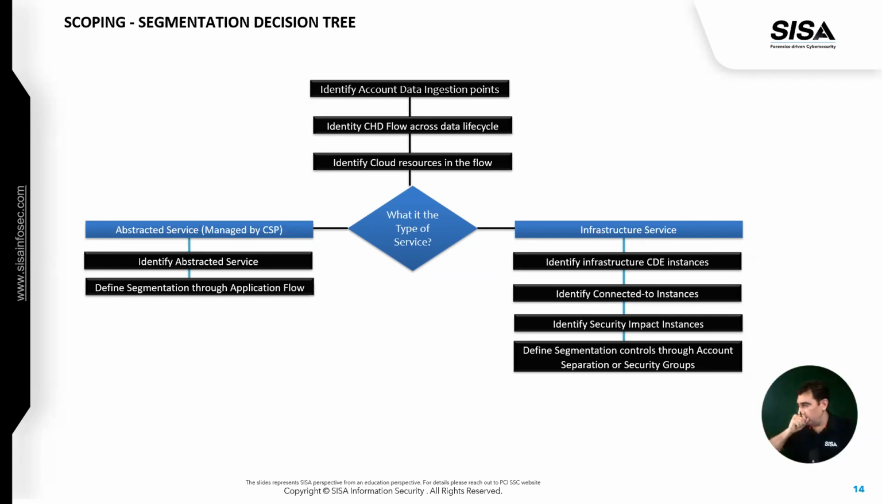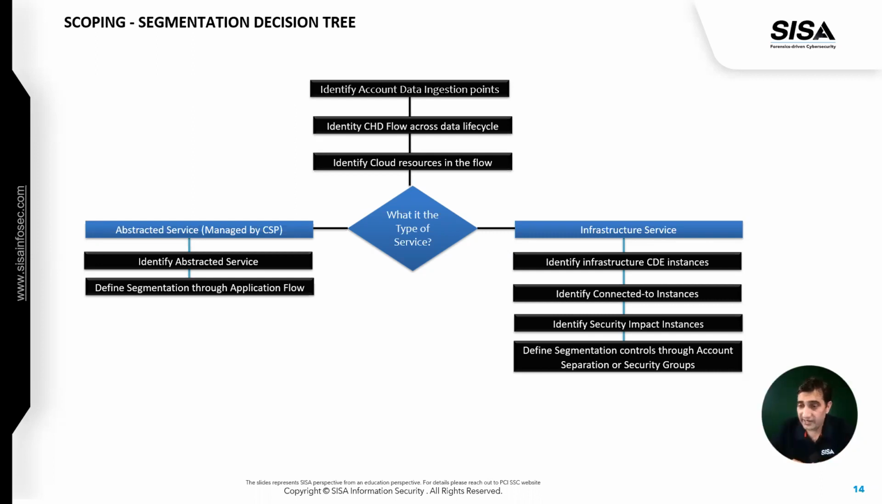So you need to identify all those kinds of abstracted services, because they are all managed services, for example AWS Lambda or maybe Google Functions, right? All of those serverless and other functions. You can only control the data flow there by implementing certain kinds of data flow controls. So that is on one side.